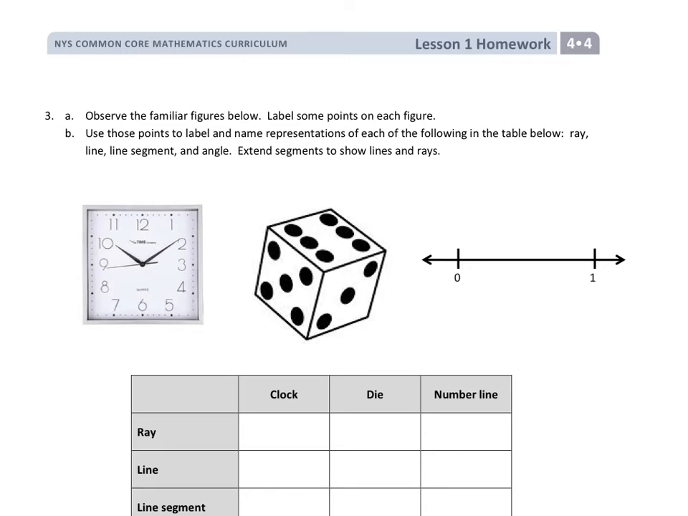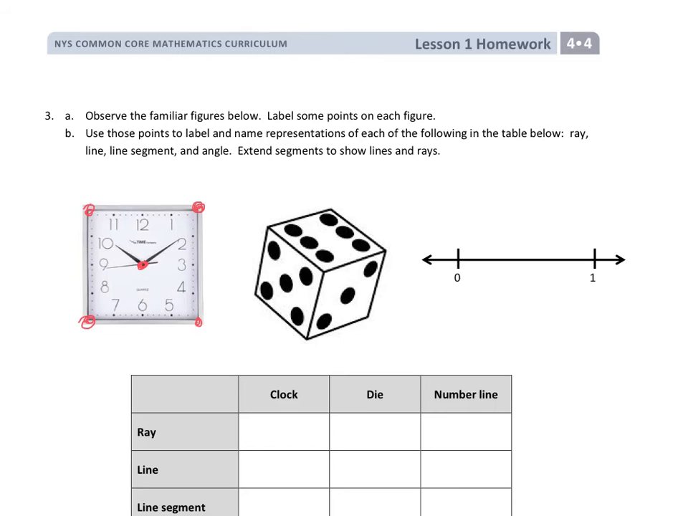Alright, this is something that we worked on. Every group got a chance to do in class. So observing familiar figures, labeling some points on each figure. So points on each figure just mean that you pick something where 2 line segments meet and you make a point. So on this, for instance, the clock, I can call this a point. Where these 2 line segments meet is a point. Here's one, here's one. We can see there's lots of opportunities for points.